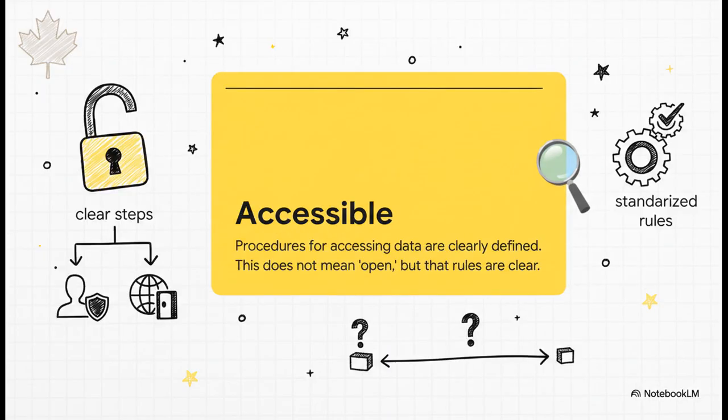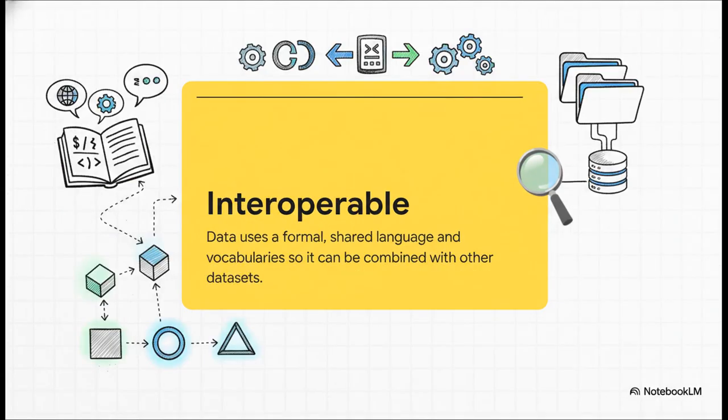Next up is A for accessible. And this is where a lot of people get tripped up. Accessible does not mean your data has to be completely open, like a free-for-all for everyone on the internet. It simply means that the rules for accessing it are crystal clear and standardized. Whether it's open or restricted or under embargo, a person or a machine knows exactly what the steps are to even ask for access.